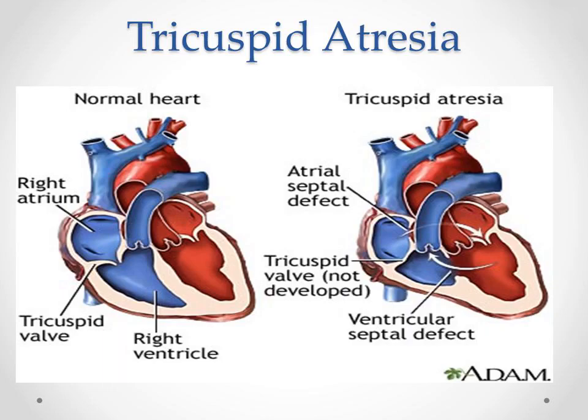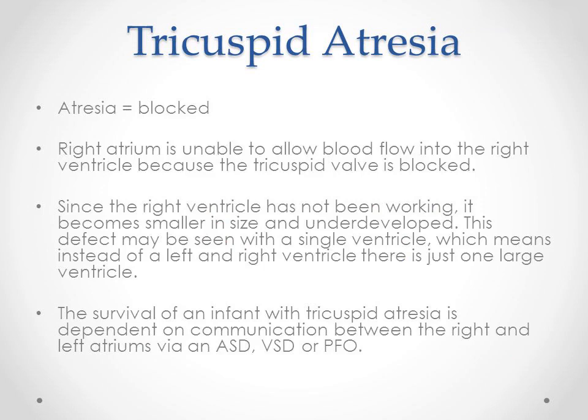Tricuspid atresia equals blocked. The right atrium is unable to allow blood flow into the right ventricle because the tricuspid valve is blocked. Since the right ventricle has not been working, it becomes smaller in size and underdeveloped. This defect may be seen with a single ventricle, which means instead of a left and right ventricle there is just one large ventricle. The survival of an infant with tricuspid atresia is dependent on communication between the right and left atriums via an ASD, VSD or PFO.